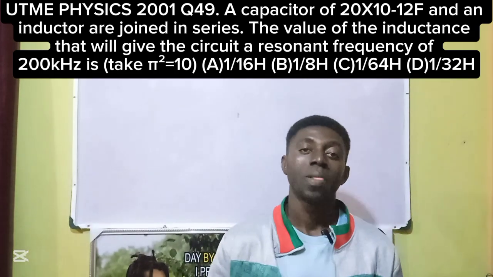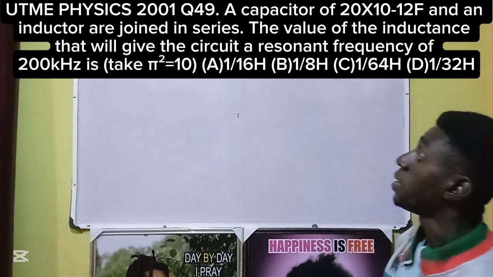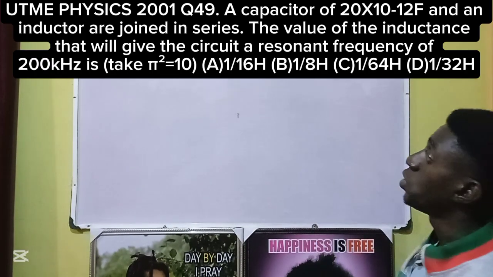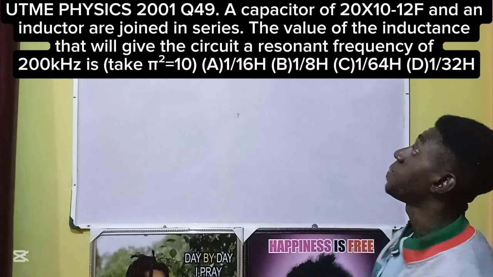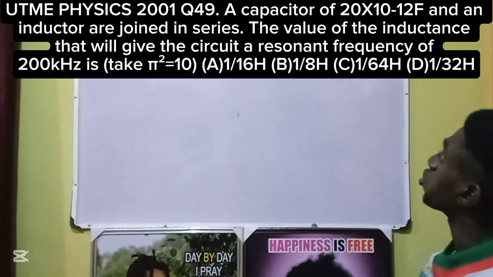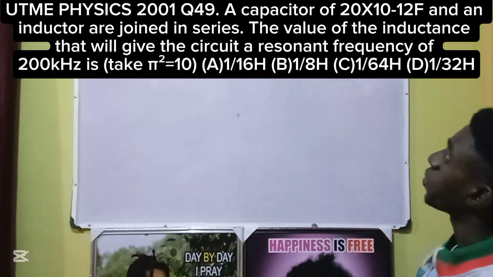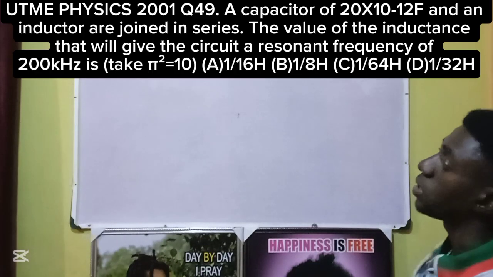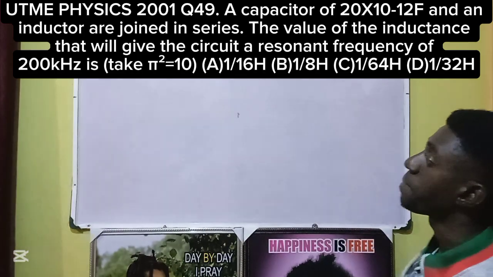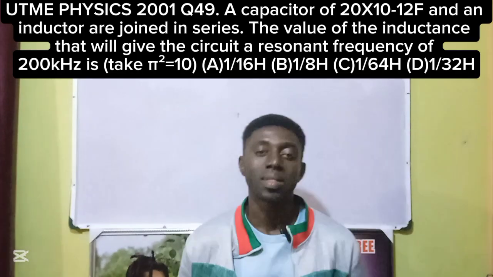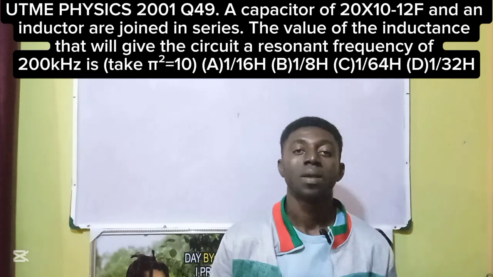JAMB past question 2001, question number 49. A capacitor of 20 times 10 raised to the power minus 12 farad and an inductor are joined in series. The value of the inductance that will give the circuit a resonance frequency of 200 kilohertz is? Our question is centered on series resonance circuits.